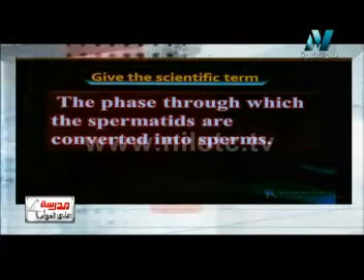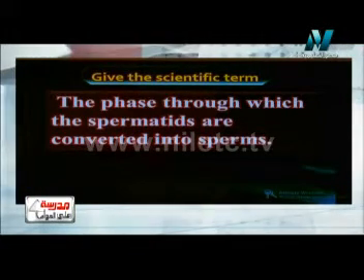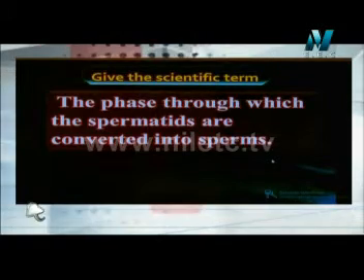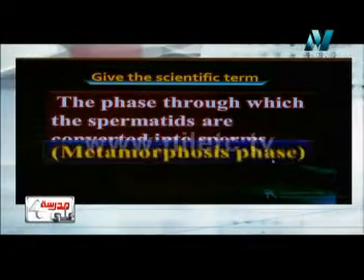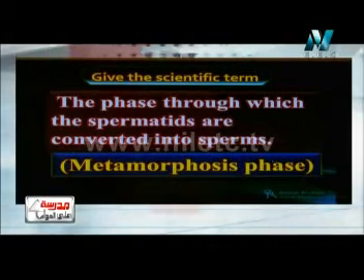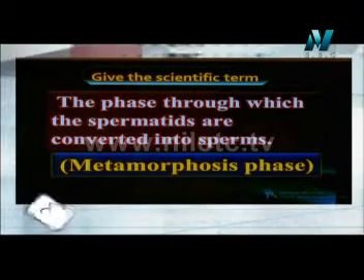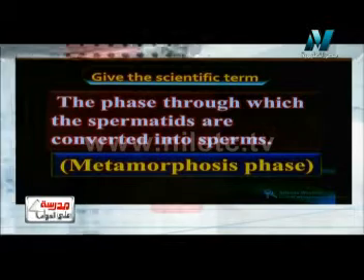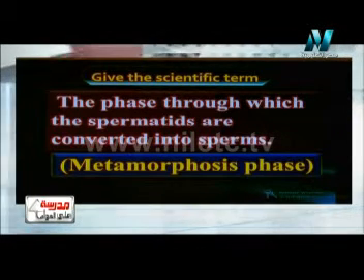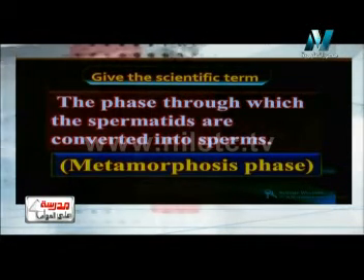The next question. The phase through which the spermatids are converted into sperms. This stage is called the metamorphosis. Metamorphosis means it changes the shape of the spermatids into the shape of the sperm, which consists of head, neck, the midpiece, and the tail.